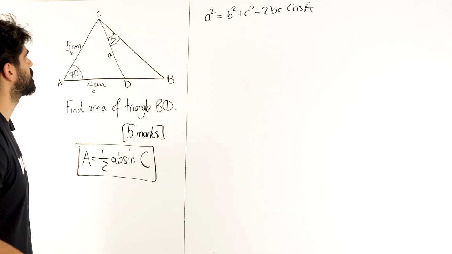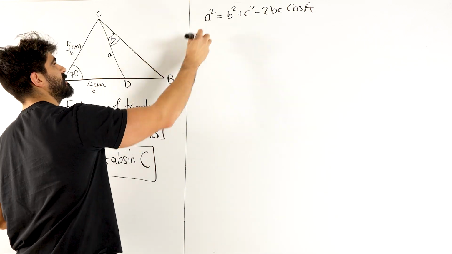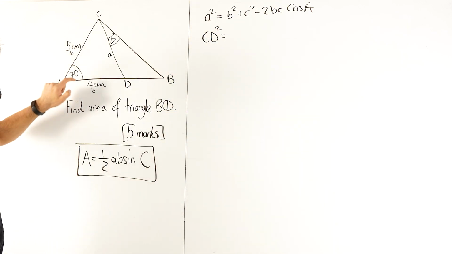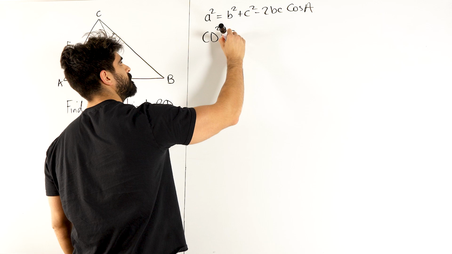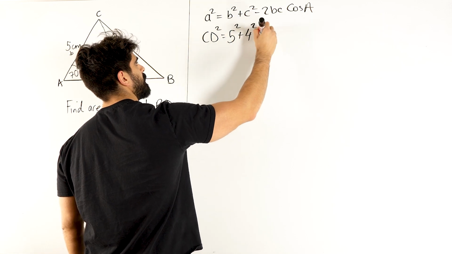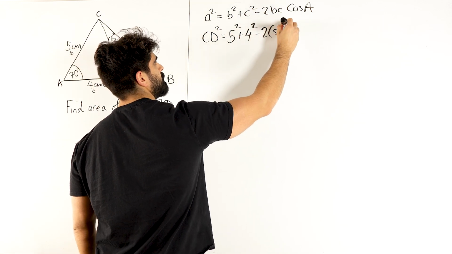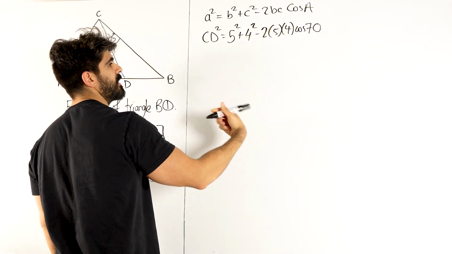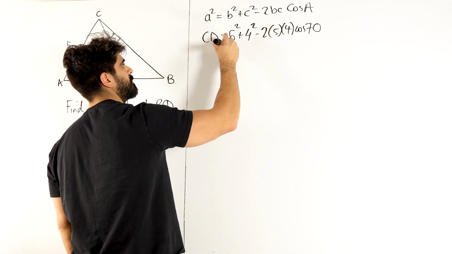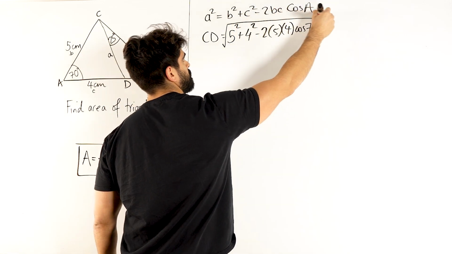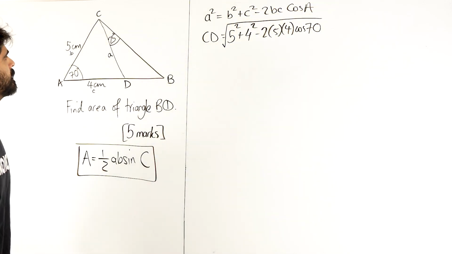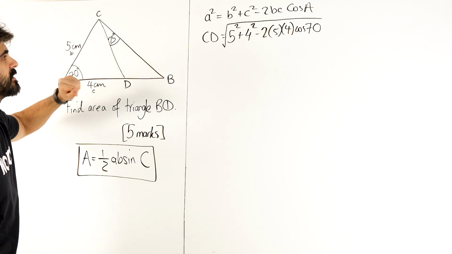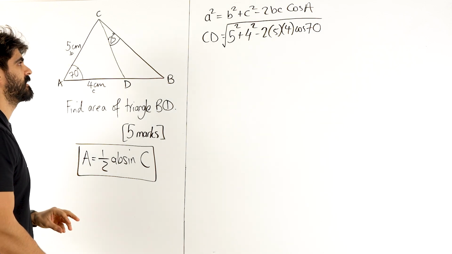So we have A squared, which I'm actually going to say is CD squared, is B squared plus C squared, 5 squared plus 4 squared, minus 2BC cosine of 17. And then we're going to root all that, which I'm just going to write down now. So wherever that value is, I'm just going to pretend like I've typed it. I'm going to type that in a second.